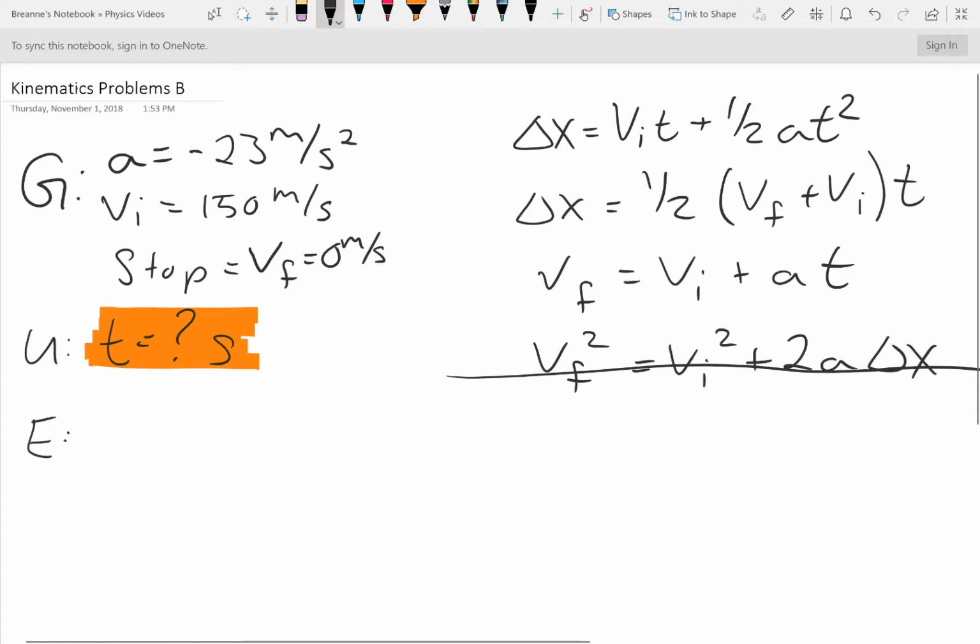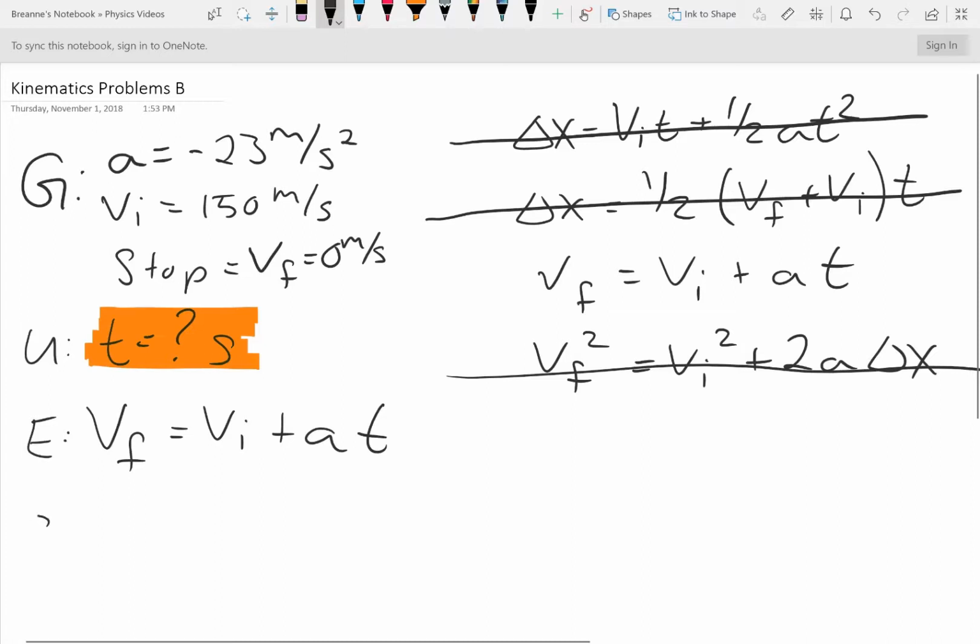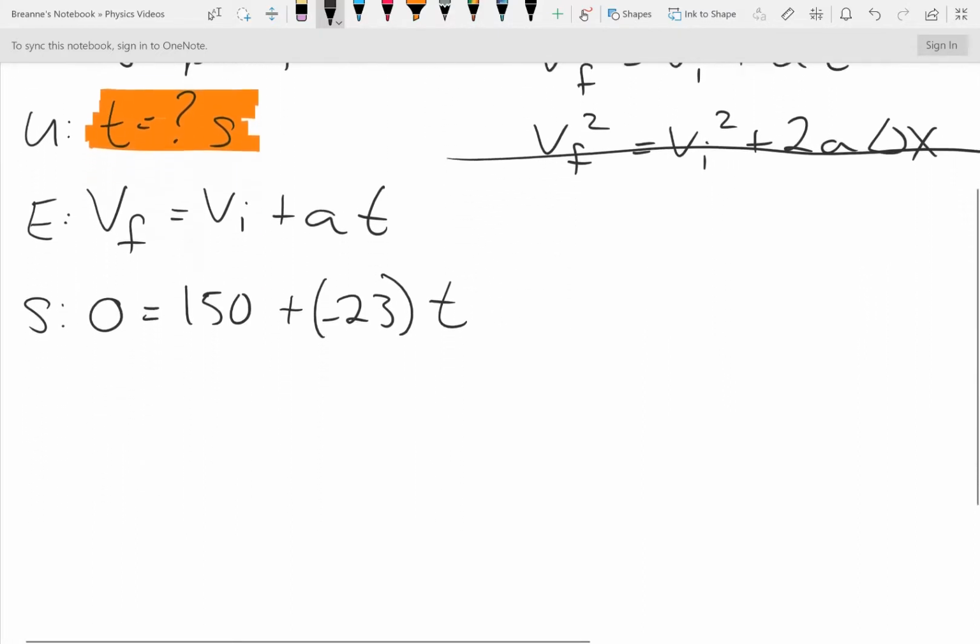Now also, look at your givens and look at your equations. Make sure you have everything. Looking at the first equation, first variable is delta x. Do I see delta x anywhere? Nope, so can't use it. Looking at the second one, oh, there's that pesky delta x again. Can't use it. So we're left with the third equation, V final equals V initial plus a t. Now we substitute. Final velocity is 0. Initial velocity is 150. Plus our acceleration, that negative matters, and you're looking for time.